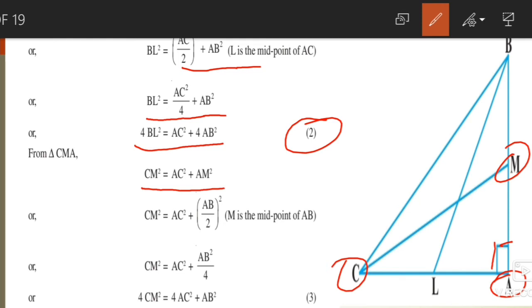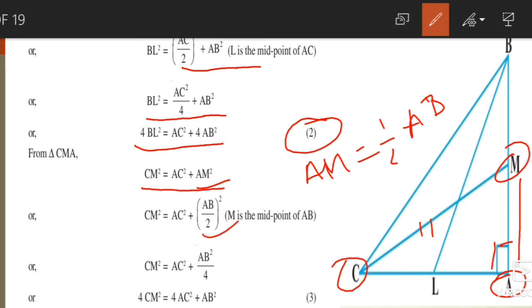Again, CM is the median on the side AB, so you can say that AM is equal to half of AB. In place of AM, I am writing AB by 2 whole square. Again, I am simplifying this one. So I will get 4 CM square is equal to 4 AC square plus AB square. Mark this as equation number 2.